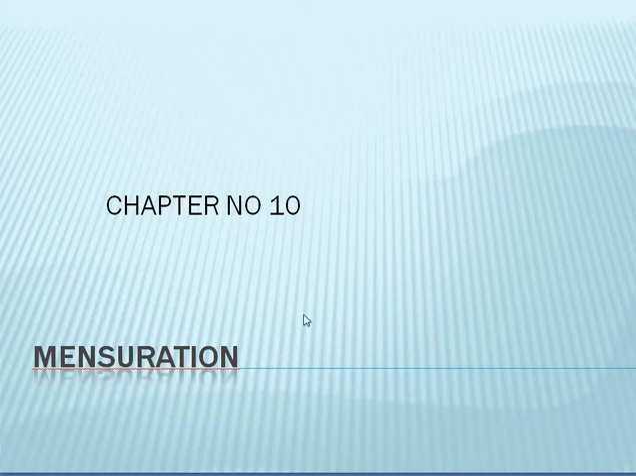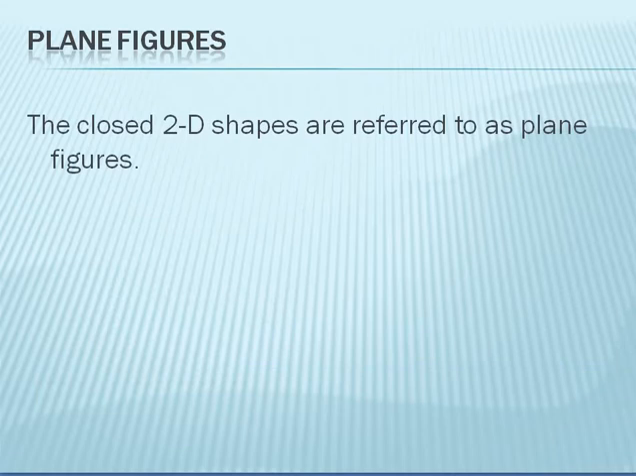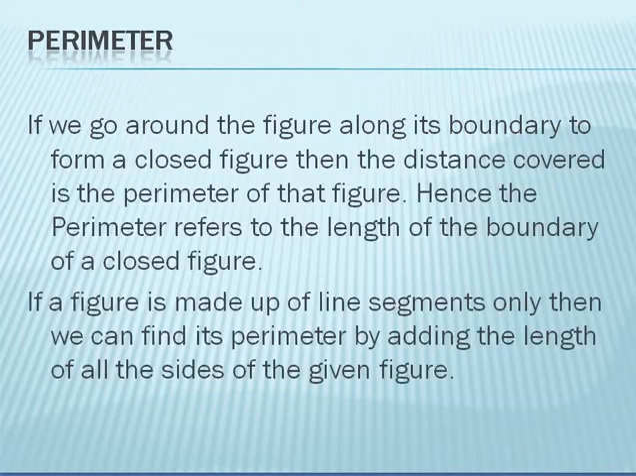Chapter 10, Mensuration for 6th class. Mensuration is that branch of mathematics which deals with the measurement of areas and perimeters. Closed 2D shapes are referred to as plane figures. Say square, rectangle, pentagon, triangle, all these are closed 2D shapes.